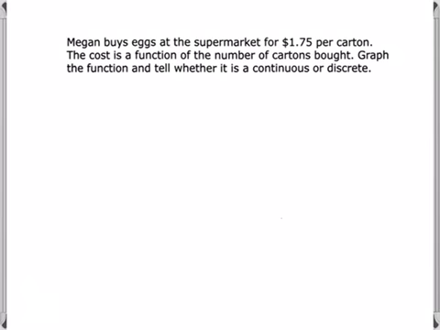And then last but not least, Megan buys eggs at the supermarket for $1.75 per carton. The cost is a function of the number of cartons bought. Graph the function and tell whether it is continuous or discrete. Once again, we don't have to graph this to tell whether or not it's continuous or discrete.